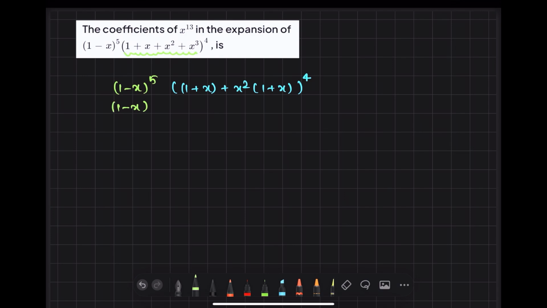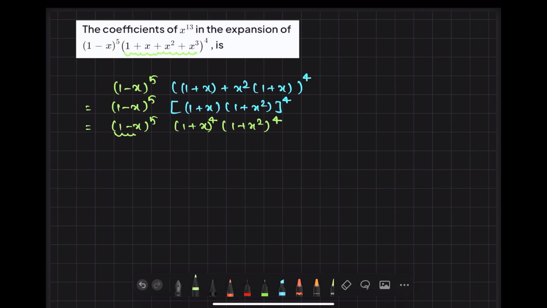Okay. So can I write this thing as 1 minus x power 5? And then we will be writing 1 plus x common. We will have 1 plus x square power 4. So it is 1 minus x power 5, 1 plus x power 4, and then 1 plus x square power 4.